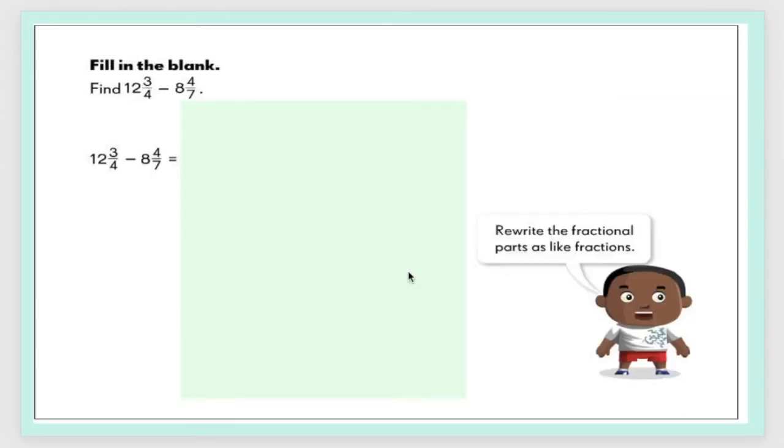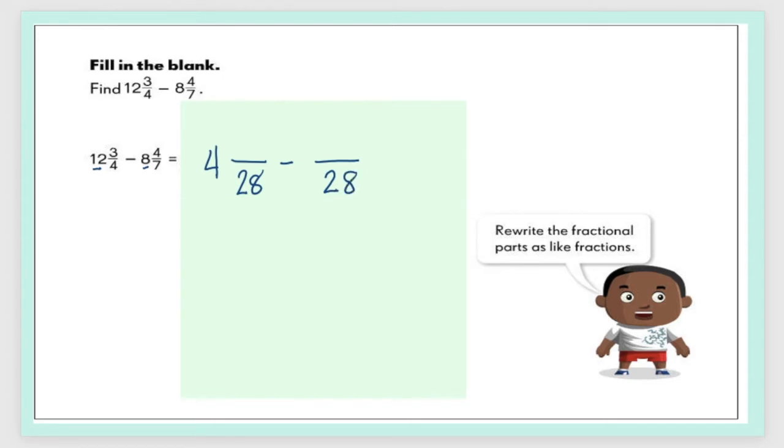One last example. Let's get the difference between 12 and 3/4 and 8 and 4 over 7. First step, subtract the whole numbers. 12 minus 8 is equal to 4. Second step, check the fractional parts. Since they are unlike fractions, let's rewrite the fractional parts as like fractions. 4 and 7 have a common multiple of 28. So let's use that as our common denominator.